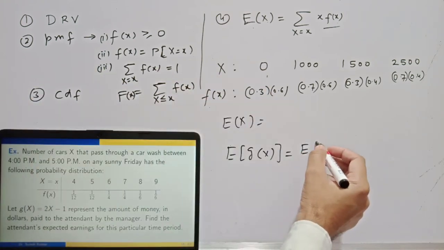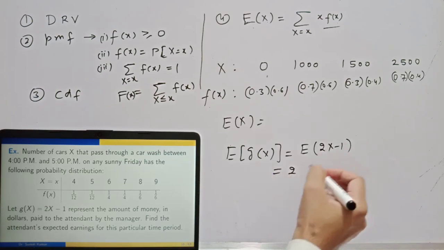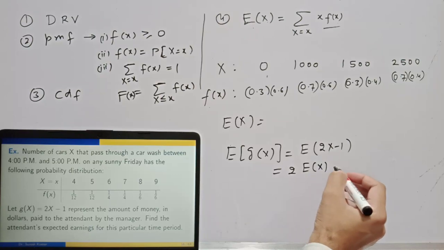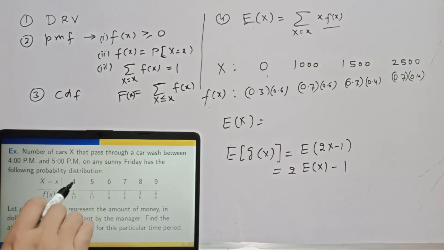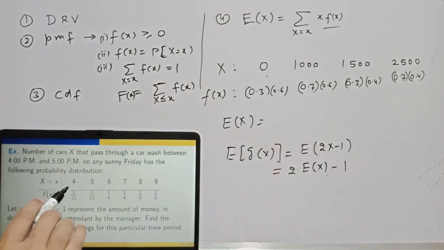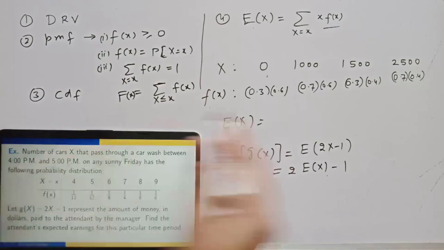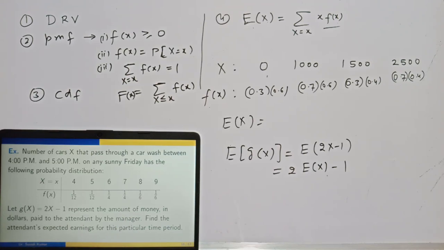So there are two ways of doing it. One is that you write it in this manner, expectation 2x minus 1, apply the linearity property, you can write 2 times EX minus 1. EX you can calculate from here. Multiply these values of x with the corresponding fx values and add, substitute that value here, you will get the answer. Second one is you calculate 2x minus 1 from here itself and multiply with the corresponding fx values, if you don't want to apply linearity property. Okay. So either way, you should get this answer, $12.67.